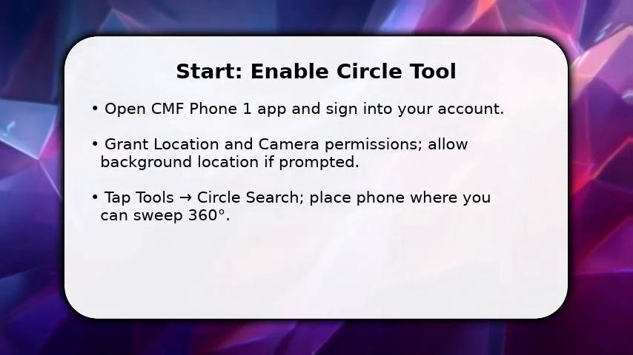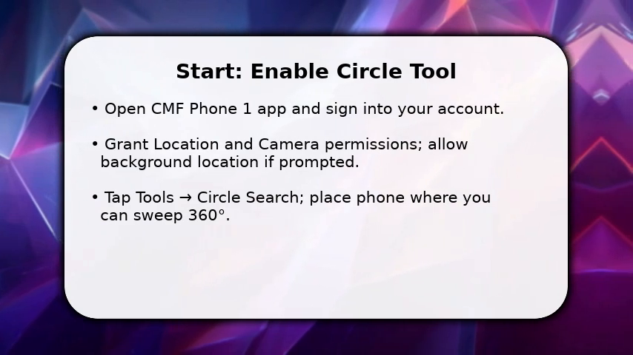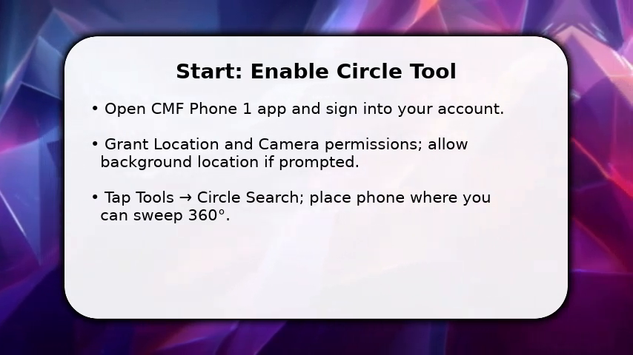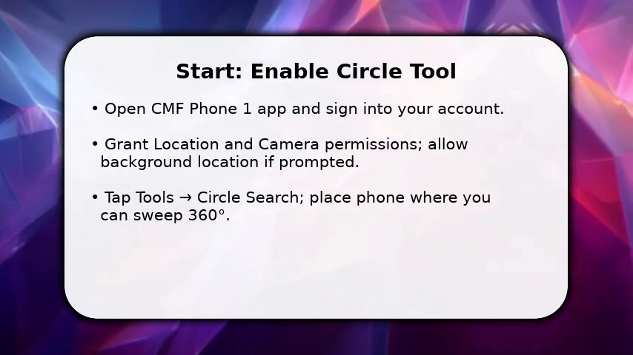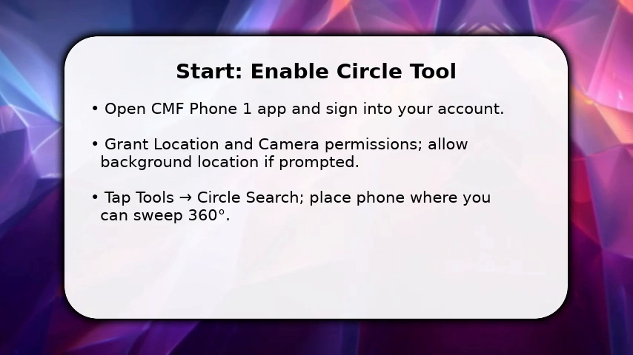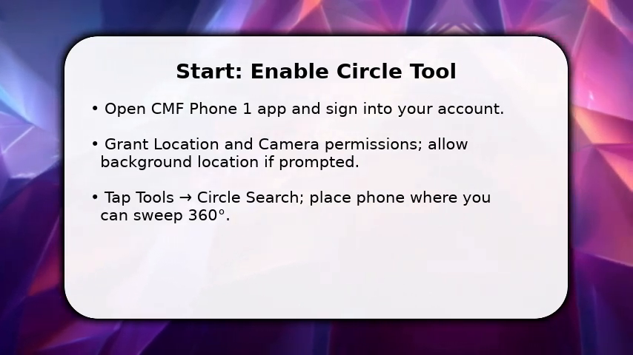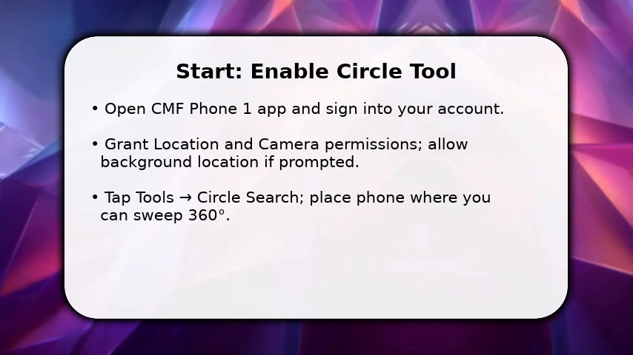First, open the app and sign in. Once done, grant location and camera permissions so the tool can map and cite. Next, go to Tools and select Circle Search. Make sure your phone is steady and unobstructed. Position it at chest height and face the area you plan to scan.